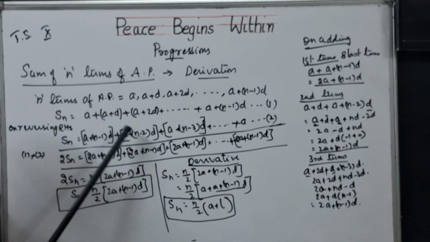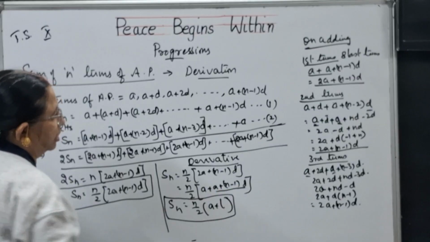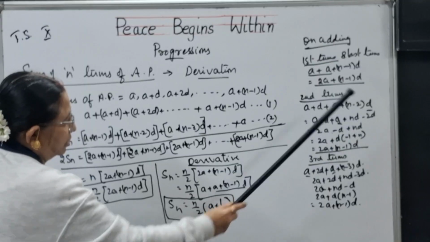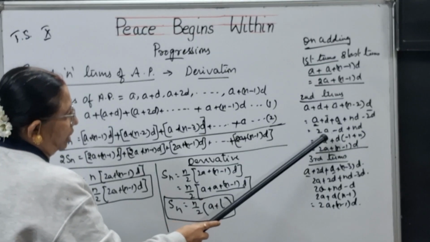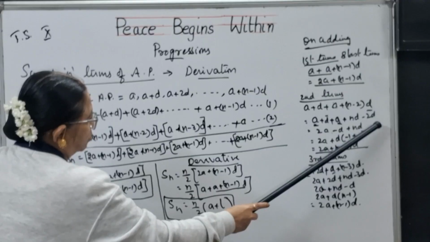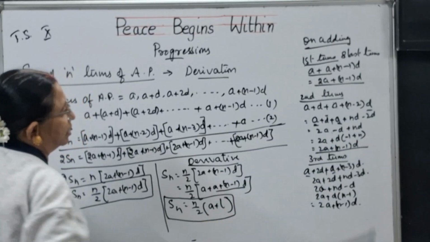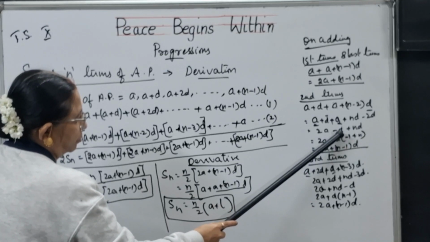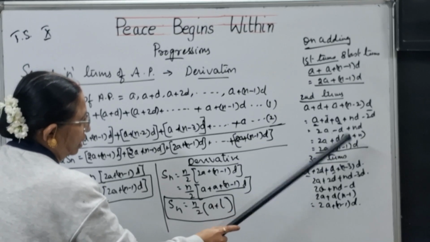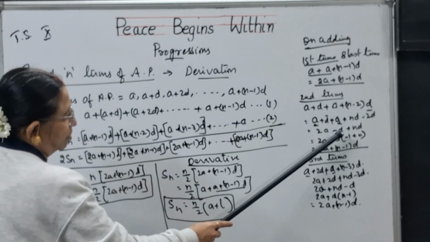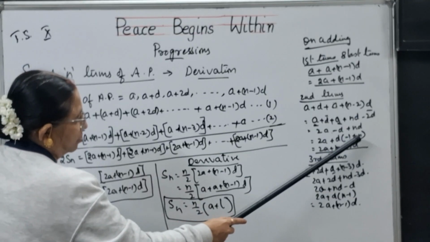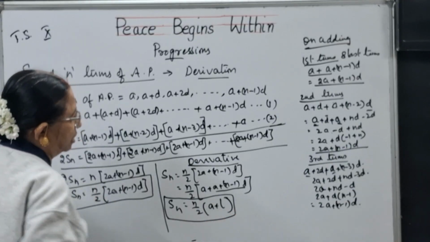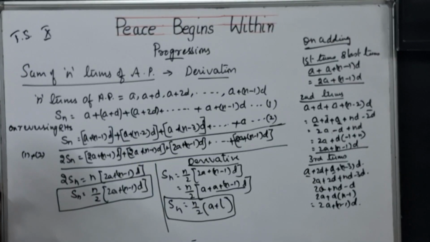Now the second term I am adding: a plus d plus a plus (n minus 1) into d. That is a plus d plus a plus nd minus 2d. That is 2a, a plus a is 2a, and d and minus 2d is minus d, plus nd. That means 2a plus, in these two d is common. Taking d out, here you have to write minus 1 because this is minus d, and here I wrote plus, so minus 1 plus n. That means 2a plus (n minus 1) into d. So the second one I have got 2a plus (n minus 1) into d.